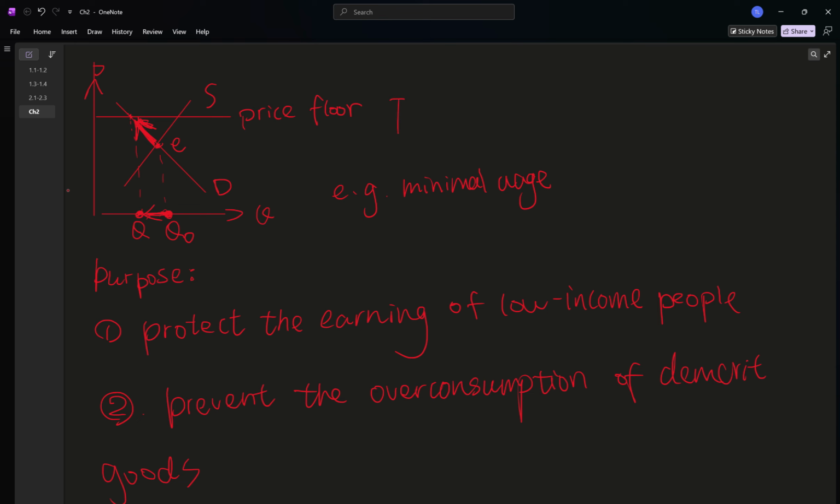But we also have an impact. You can see that there is this distance, and we have excess supply, which is called surplus.